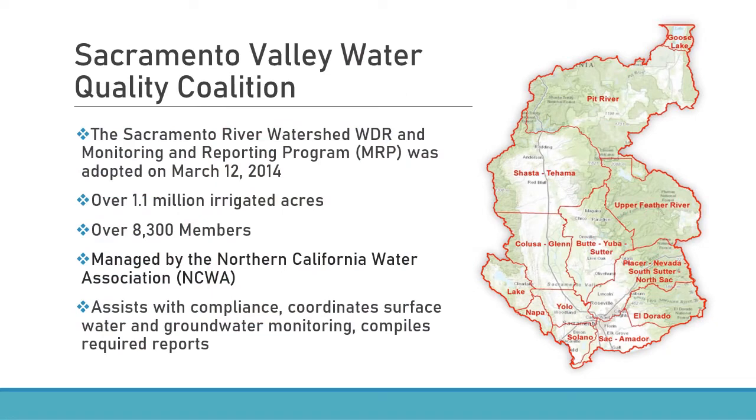The Sac Valley Water Quality Coalition was created in 2014 to help growers in the Sacramento Valley comply with the ILRP. The coalition has over 1.1 million irrigated acres and over 8,300 members. It is managed by the Northern California Water Association, and the goal is to assist growers in the Sac Valley with compliance, coordinate surface water and groundwater quality monitoring on behalf of members, and compile required reports.